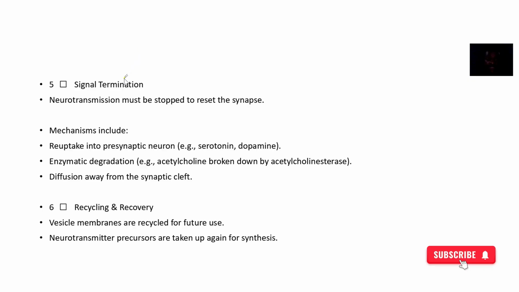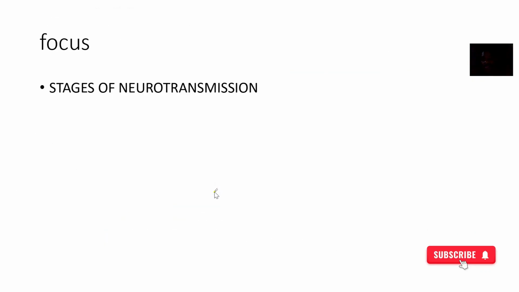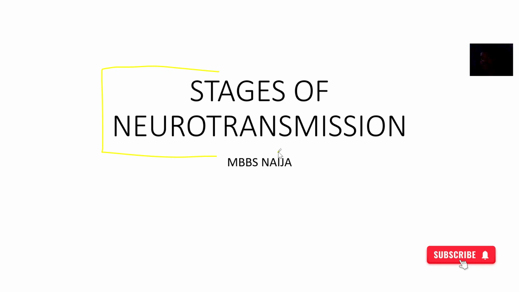So signal transmission, then the message is now conveyed through that neuron. Okay, so recycling and recovery, so that vesicle membranes are recycled for future use. Neurotransmitter precursors are taken up again for synthesis. So that's the whole stages that are actually involved for a nerve to be able to communicate to the next one.